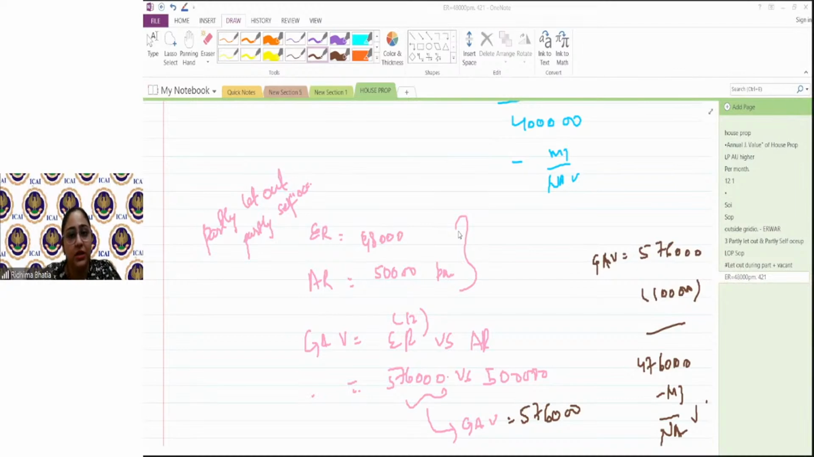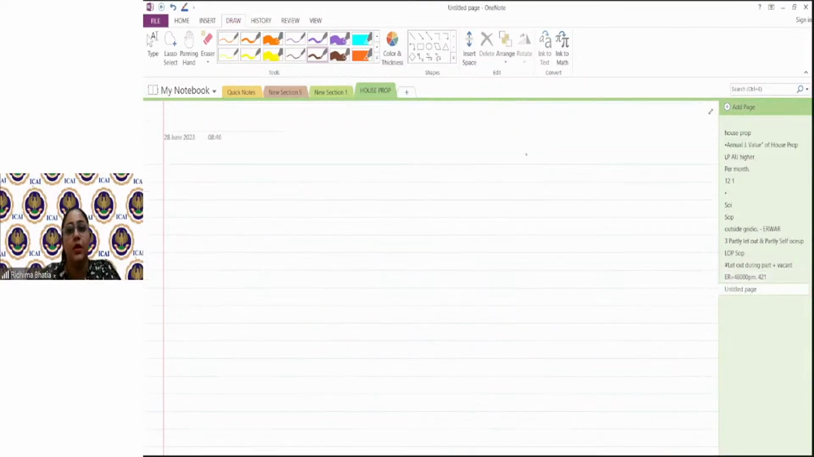Okay, अब आगे चलते हैं. Next concept which is taken up in your module is about stock in trade. Now, what does this concept mean? Simple sa concept hai, guys.